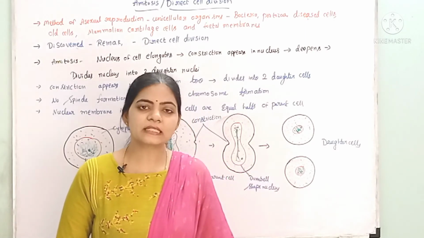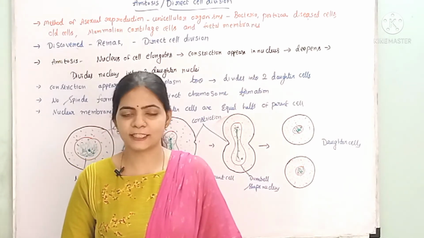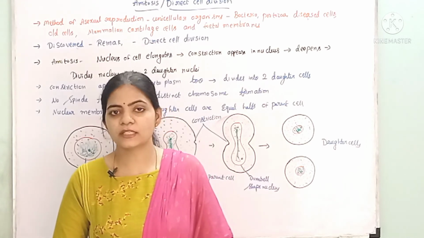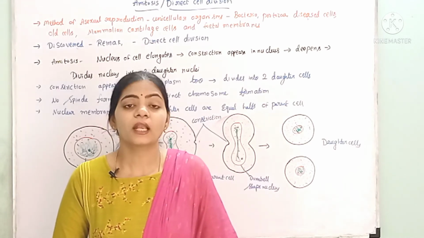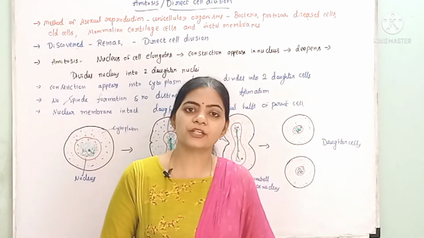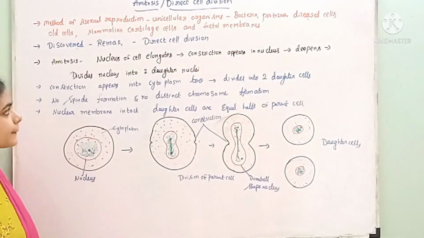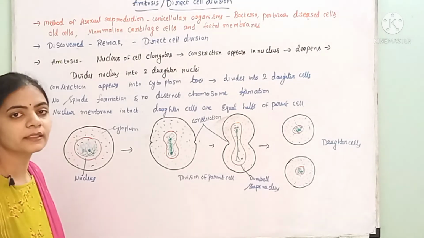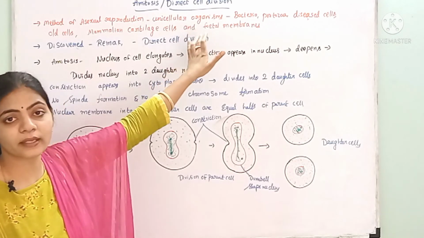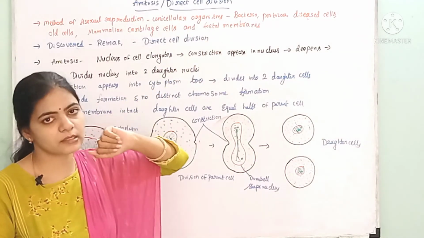The last topic in cell cycle and cell division is amitosis or direct cell division. In this lesson, we have studied what is interphase, what is mitosis, and what is meiosis. But this amitosis is completely different from all those cycles. It is a type of asexual reproduction. It occurs in unicellular organisms.